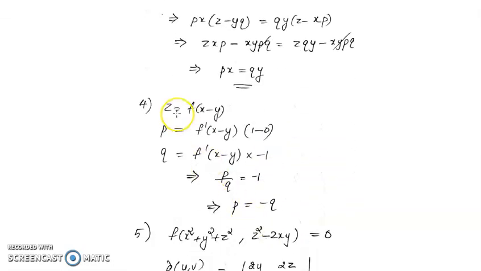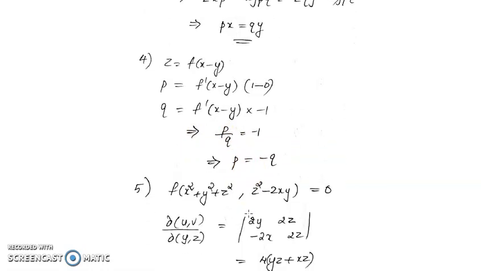And next one, if you have z equal to f of x minus y. On differentiating with respect to x and y, you'll get p equal to f dash of x minus y into 1, and q is f dash of x minus y into the derivative of x minus y with respect to y, which is minus 1. So that gives p by q equal to minus 1, or p is equal to minus q. So this is the first type of function.